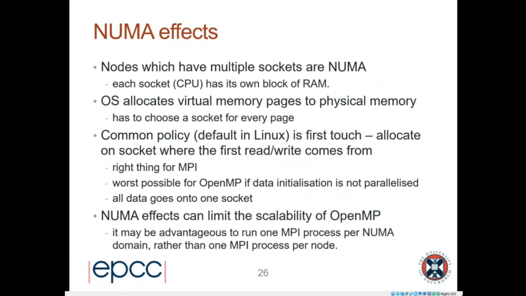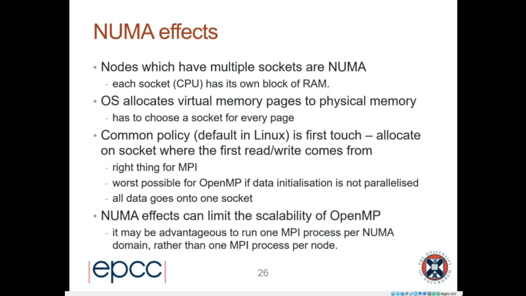The NUMA effects I've talked about. Nodes which have multiple sockets are non-uniform memory access. Each socket, each CPU has its own block of RAM. And the operating system has to allocate pages to physical memory. So when you get some memory, the operating system has to decide, do I allocate it on CPU 1 or CPU 2?